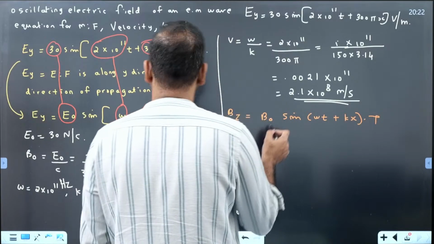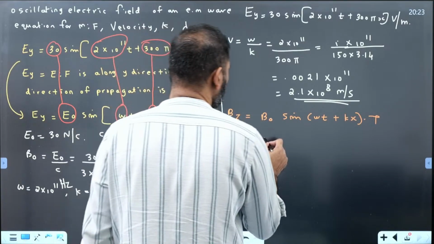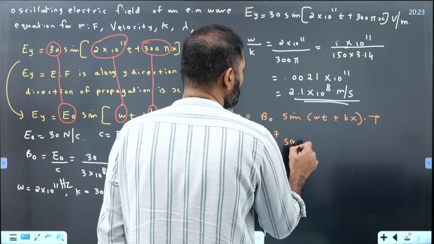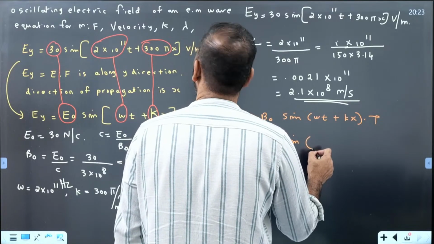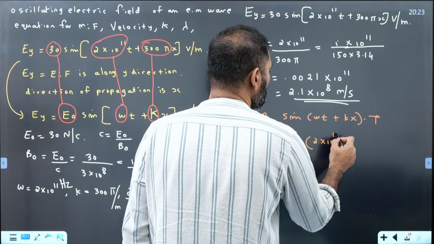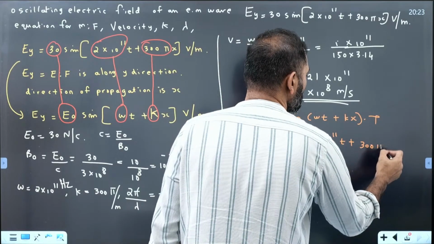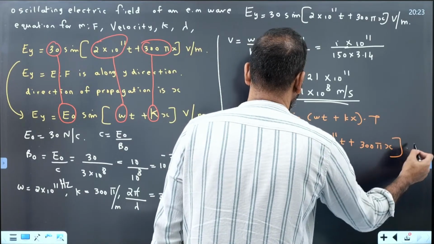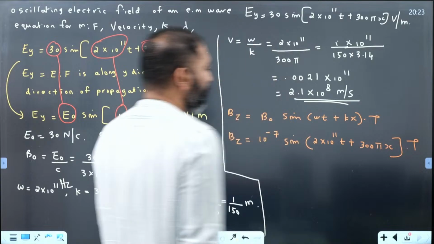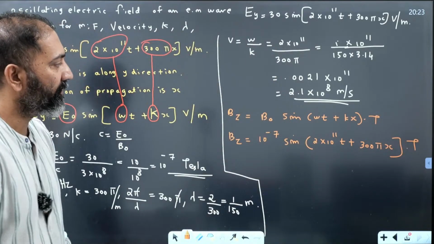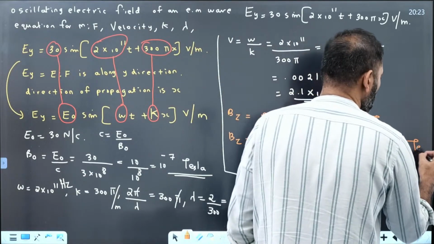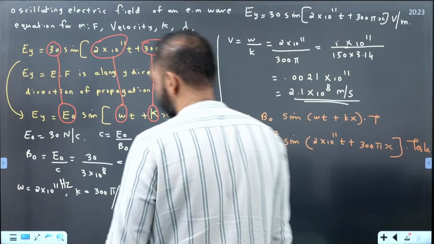What is B0? B0 value we already got, 10 raised to minus 7. Now, everything else is the same. Sine, omega is 2 into 10 raised to 11 into t, k is 300 pi x, into T. That last T stands for Tesla. It is not time period, it is Tesla.